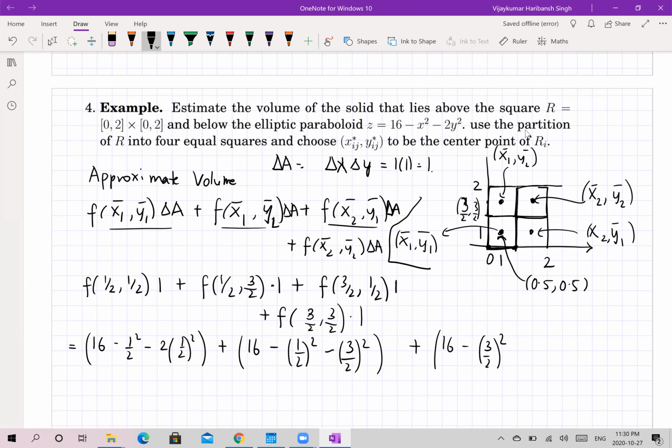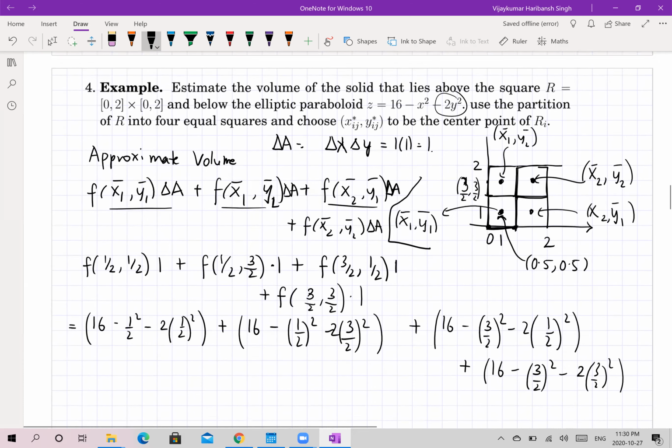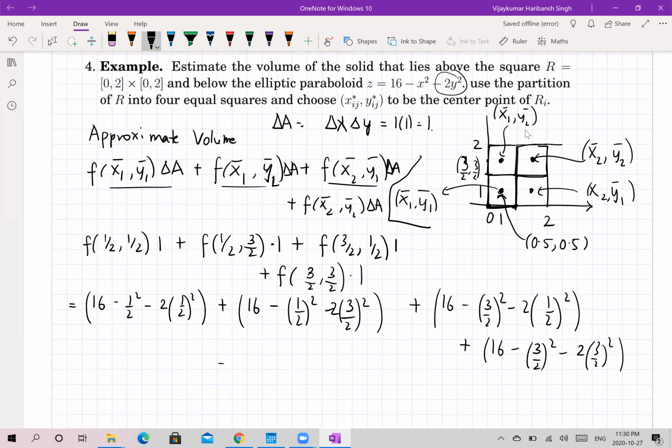Well, it's 2 times y square, right? So 2 times this minus 2 times 1 minus 2 square. And then the next one is going to be 16 minus 3 by 2 square minus 2 times 3 by 2 square. And then when you add all of them, you get the answer 49. So this is an approximation of the volume.